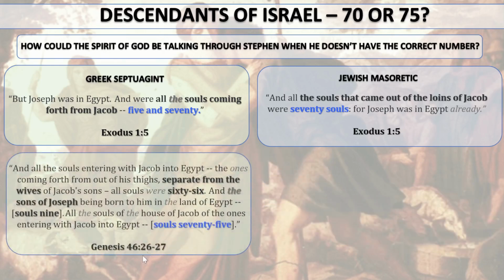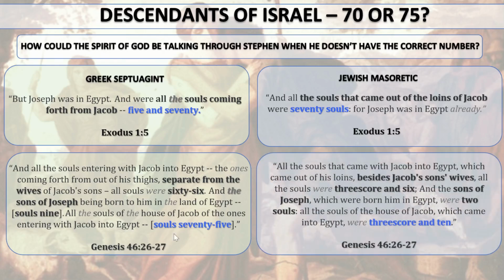So we're going to find our answer in Genesis 46, okay? And the souls, all the souls entering with Jacob into Egypt, the ones coming forth from out of his thighs, separate from the wives of Jacob's sons. So not counting the wives of Jacob's children, his sons' wives aren't counted. All souls were 66, and the sons of Joseph being born to him in the land of Egypt, 9 souls. All right, very interesting, and the total 75.